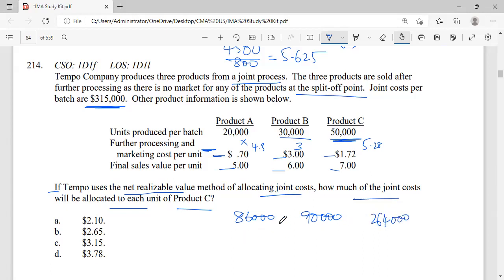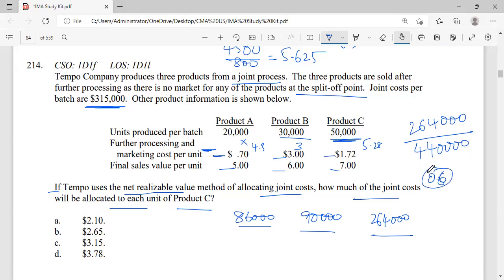Now I need to allocate it on this basis. So to allocate it on this basis, what do I need to do? I need to total the 3. So 264,000 plus 90,000 plus 86,000 is equal to 440,000. Now this 440,000, how much should I allocate to get that basis? I just divide 264,000 by 440,000, which will equal 0.6.